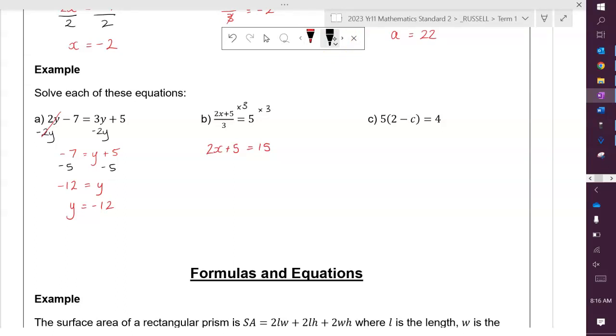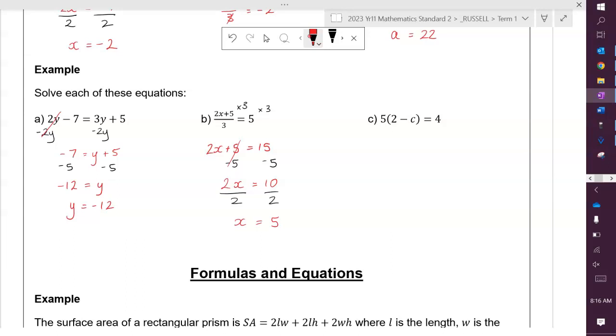And now I have a simple two-step equation. So I'm going to eliminate the plus 5 by subtracting. So they're cancelling. That leaves me with 2x equals 10. And between our coefficient and our pronumeral, we know is a multiplication. So the opposite is to divide. So that leaves me with x equaling 5.